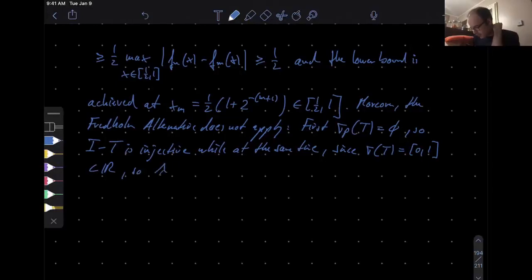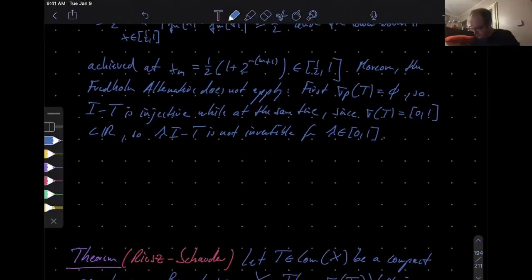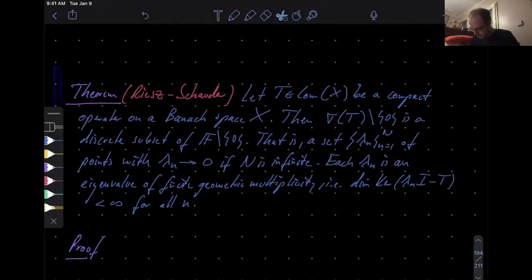So in turn, lambda I minus T is not invertible because not surjective for lambda in [0, 1]. So in particular at lambda equals 1, that guy is not invertible. So although you have injectivity, identity minus T is not surjective. Right? So the Fredholm alternative does not apply, but there's a good reason for this because the guy is not compact. Right? Good. Excellent.